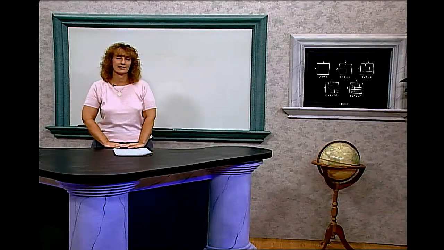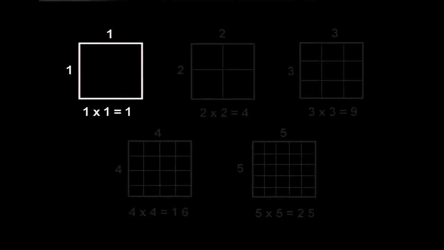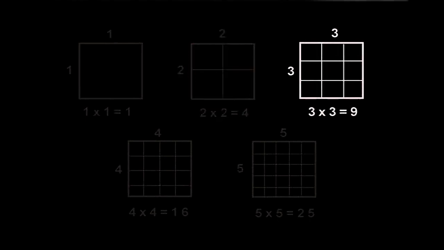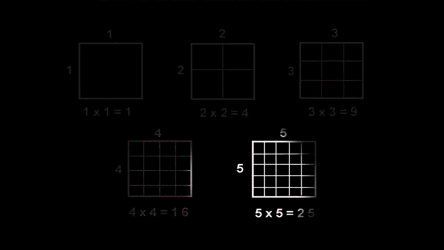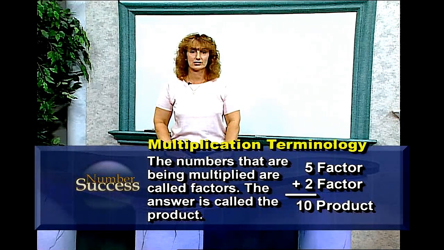Understanding multiplication, let's look at the diagram. 1 times 1 equals 1. 2 times 2 equals 4. 3 times 3 equals 9. 4 times 4 equals 16. 5 times 5 equals 25. Multiplication terminology. The numbers that are being multiplied are called factors. The answer is called the product.